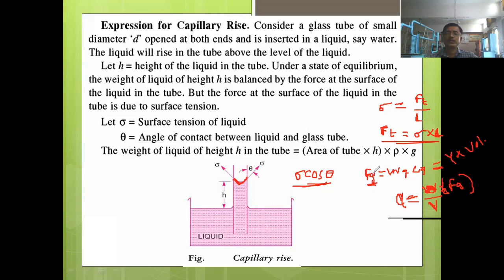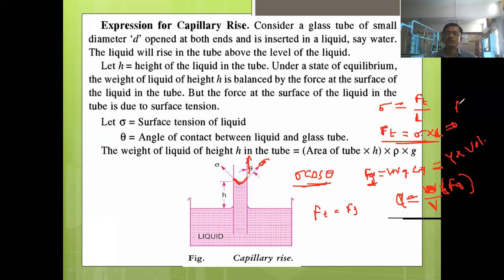Fz is nothing but the weight of the liquid which is acting in downward direction. So this Fz is equal to the Ft under equilibrium condition. Ft is equal to Fz. What is Ft? Ft is equal to sigma cos theta. This is our general formula, but here there is not just sigma, as a component of vertical component. What is that vertical component? Sigma cos theta.